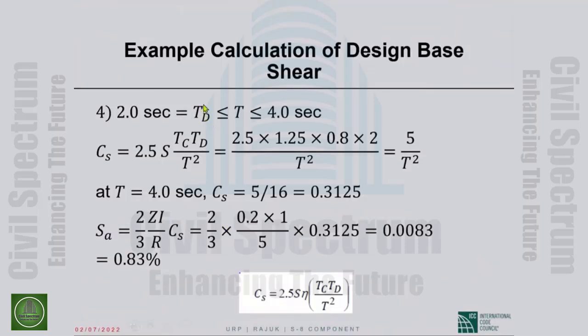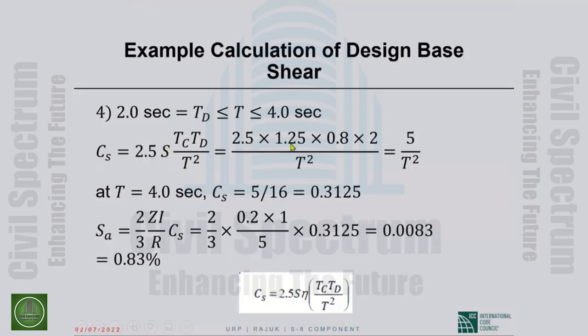And then we go from the beginning of the 1 over T squared branch to the end. Remember, the BNBC spectrum doesn't extend beyond 4 seconds. So the segment between 2 second period and 4 second period is what we are looking at now. The formula is this: eta is equal to 1. So C sub S is 2.5 times the soil factor S, eta goes away, times T sub C, T sub D divided by T squared.